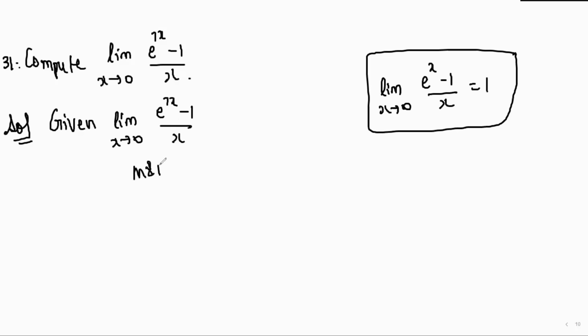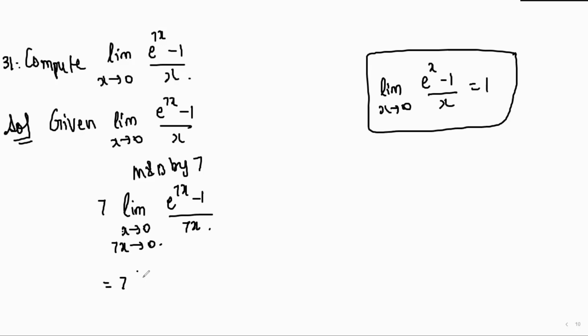So we are multiplying and dividing by 7. So 7 I am multiplying, so I am writing it outside. Limit x tends to 0, e power 7x minus 1 by 7x. So I should write here as x tends to 0, 7x also tends to 0. That is equal to 7 into 1, which is equal to 7. Very, very important.